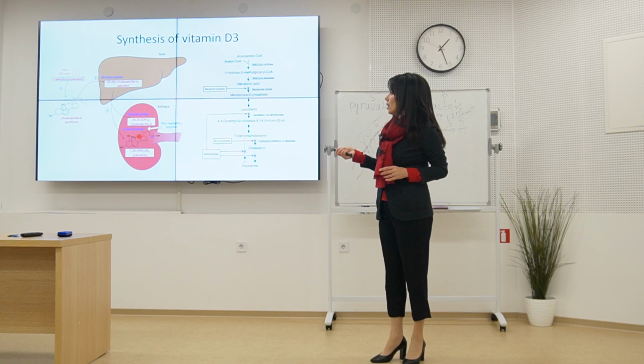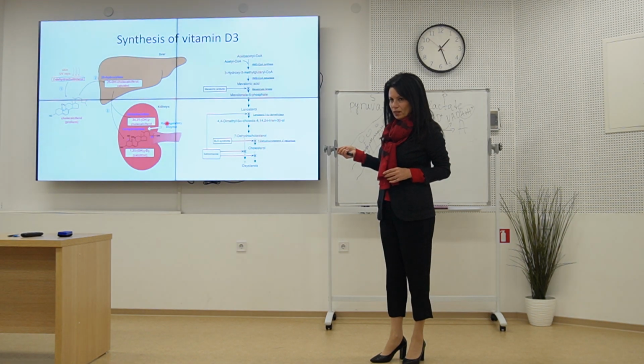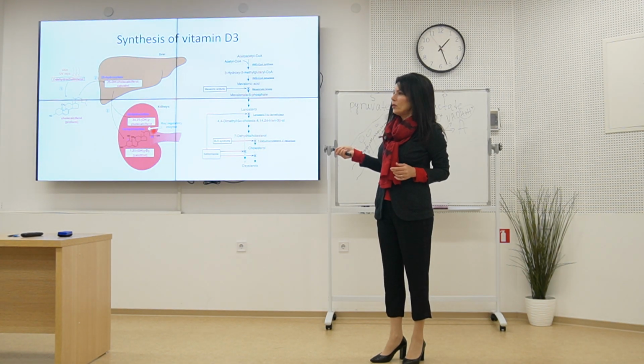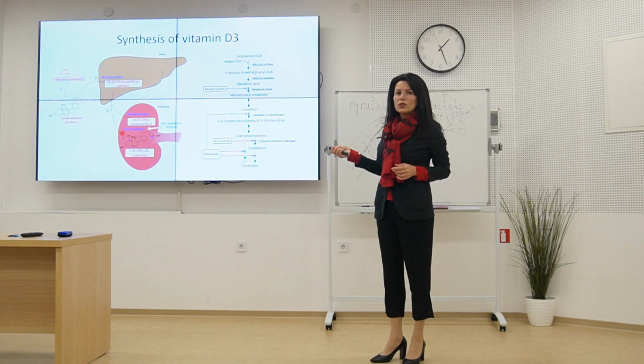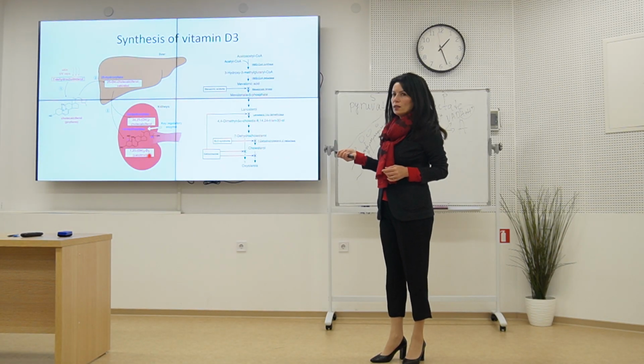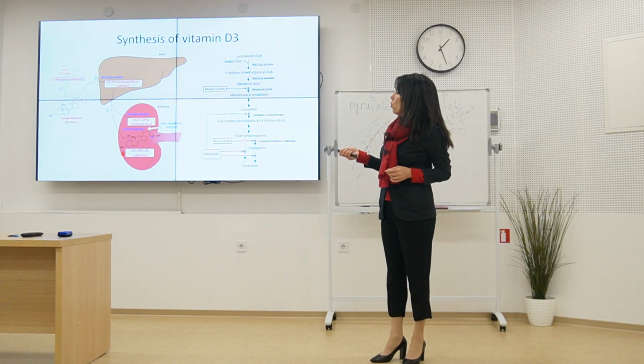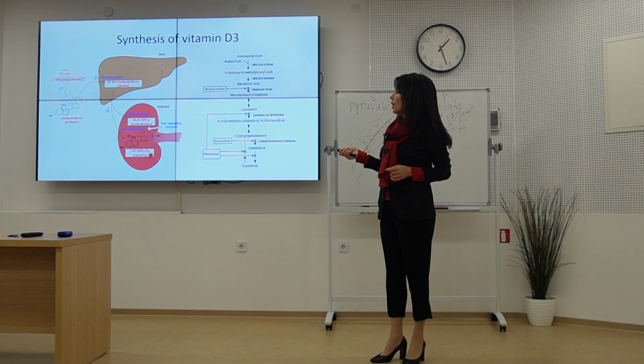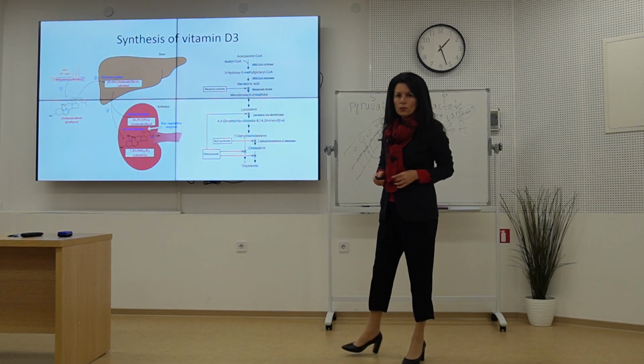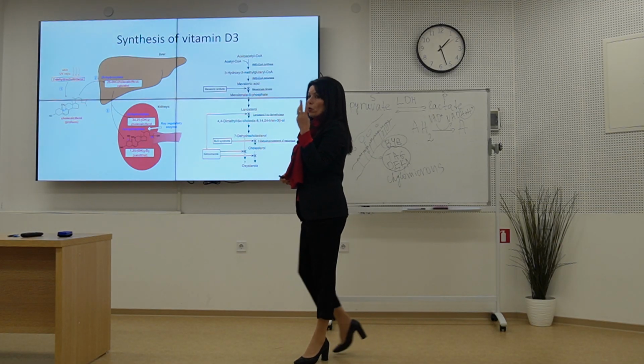And the last enzyme, which is the key regulatory enzyme, the main enzyme in the synthesis of D3, is called 1-alpha hydroxylase. And the product is the hormone, 1,25-dihydroxy D3, or calcitriol. Tri because there are 3 hydroxyl groups.